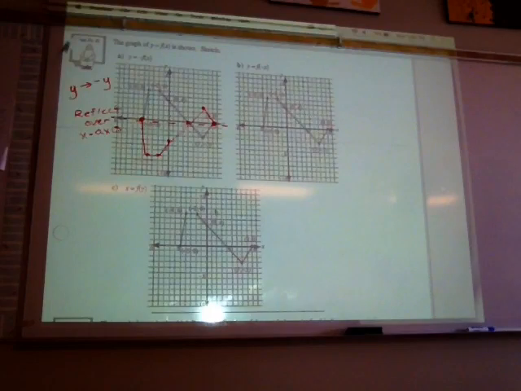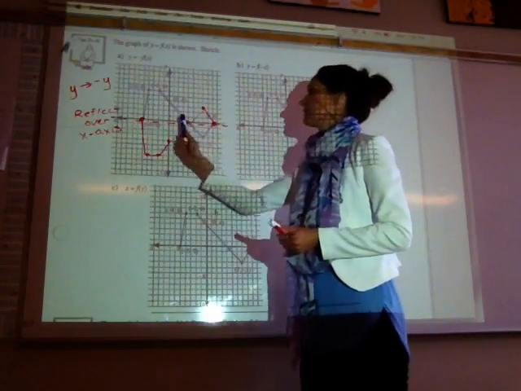Okay, reflecting over the x-axis. So just to review, we introduced a term that starts with an I. It describes points that stay in the exact same place. Invariant point. Awesome. They're called invariant points. We have 3 invariant points on this graph.